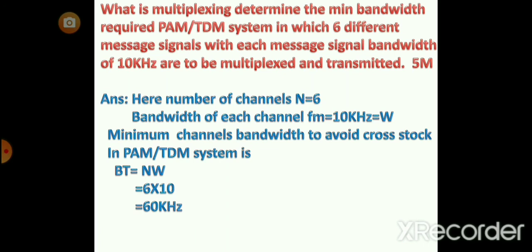Problem: given n equal to 6, number of channels, bandwidth fm equal to 10 kHz, W. Minimum channel bandwidth to avoid crosstalk in a PAM TDM system is BT equal to NW, that is 6 into 10.